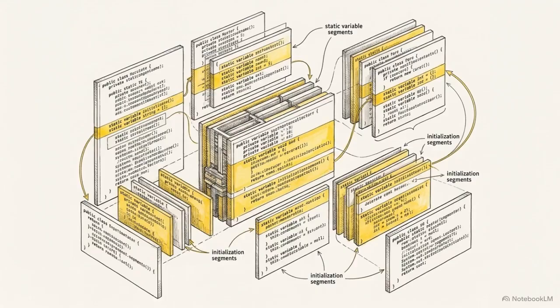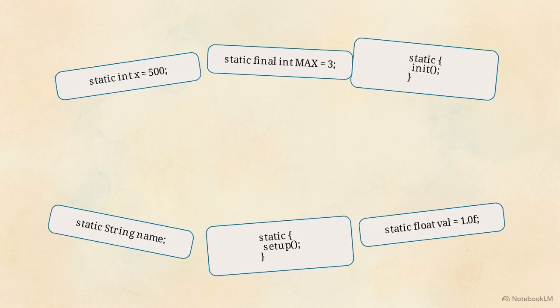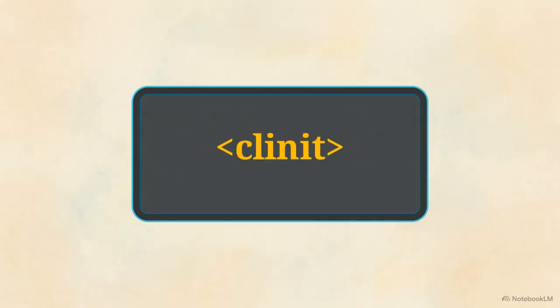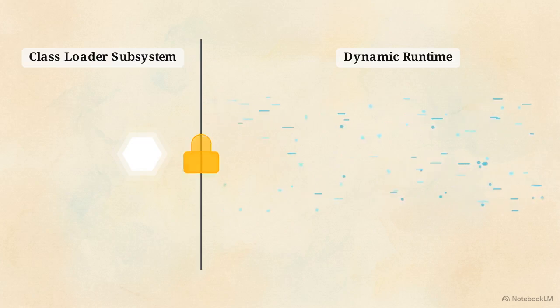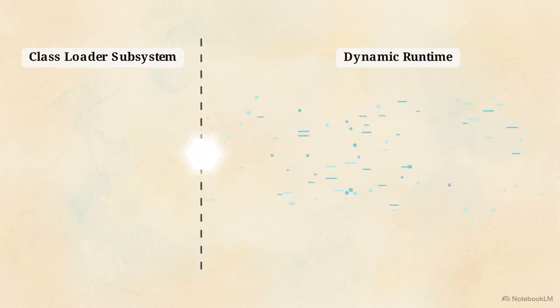physical memory reference addresses. Finally, we reach Phase 3, initialization. The JVM actively executes all static code segments and variable initializations by bundling them into a single synthesized method known as clinit. This 3-phase progression is strictly sequential and protected by internal locks, ensuring the code is fully verified and initialized before it ever interacts with the dynamic runtime.